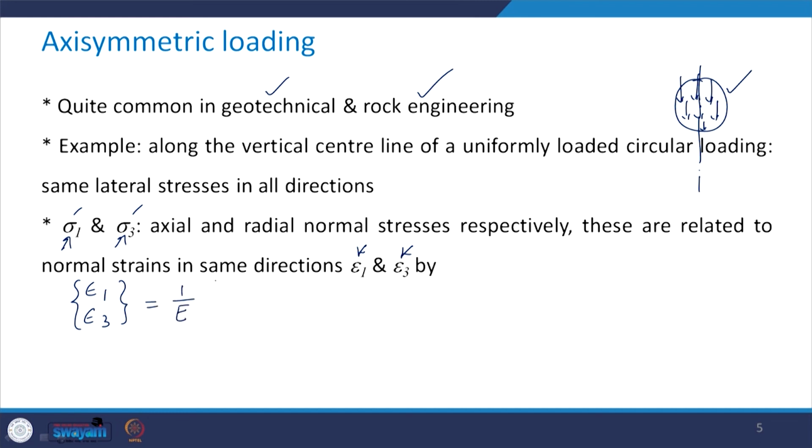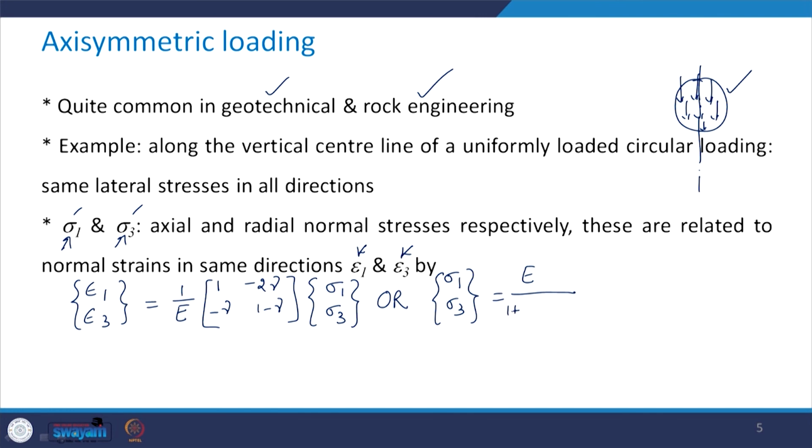That is given as 1 upon E times the matrix [1 minus 2 nu, minus nu; 1 minus nu ...] multiplied by the stress vector, this is sigma 1 and sigma 3. Or this expression can also be written the other way round, that is sigma 1, sigma 3 equal to E upon (1 plus nu)(1 minus 2 nu) multiplied by the matrix [1 minus nu, 2 nu; nu, 1], and this should be multiplied by the strain vector, which comprises the two components, the axial and the radial normal strain.